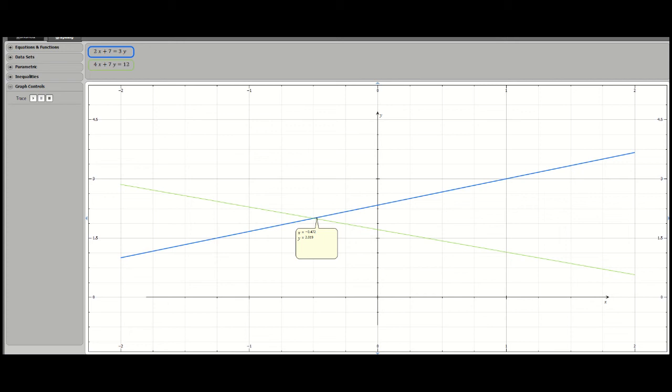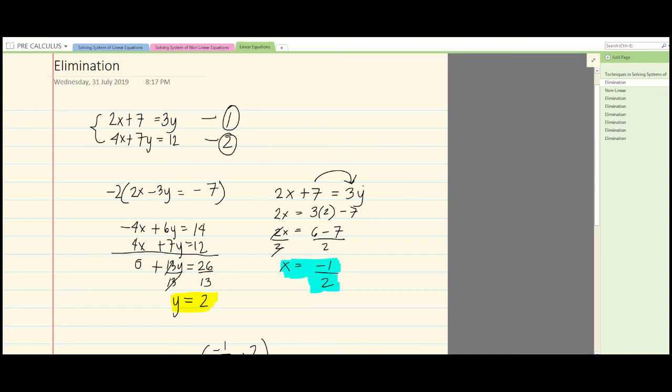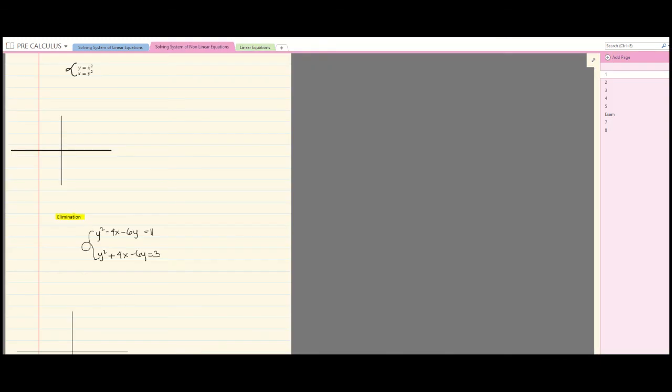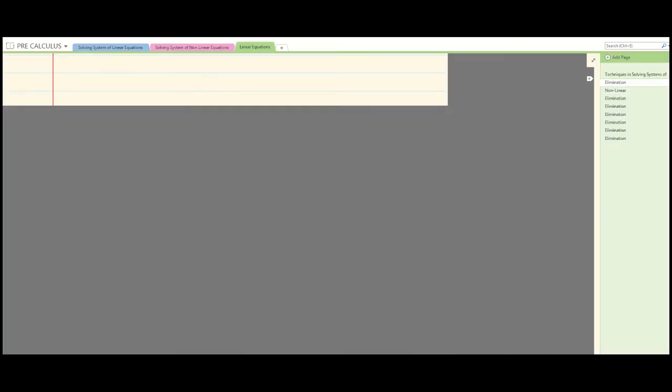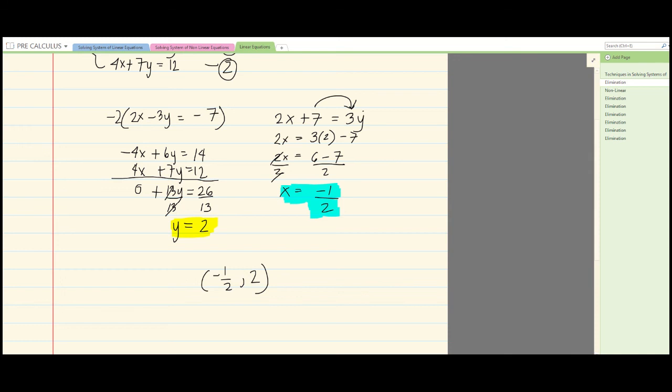Okay, we can see that it is moving at 1.99. Your x is negative 0.501. So if it was 2, it should be negative 0.5. Okay, so our equation is now correct. So this is your final answer.